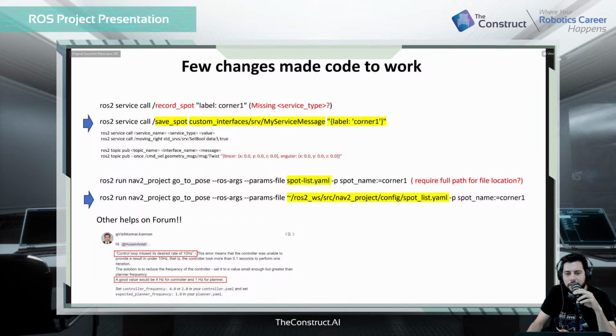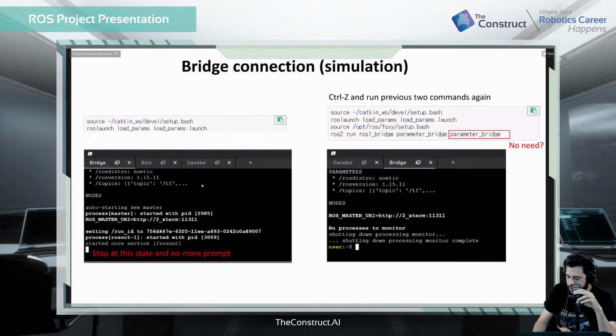The other one was when I worked on the simulation, the bridge was not working sometimes, not always. When I execute the first two lines, the process stopped here, so it doesn't move at all. Then I have to do it again. If I kill them and then do it again, it works.